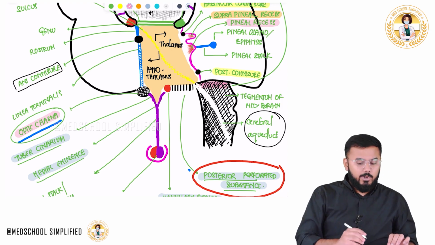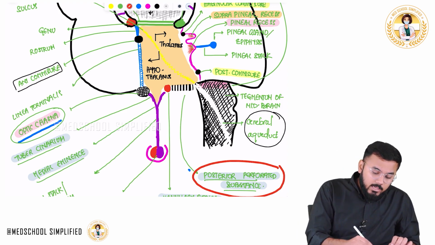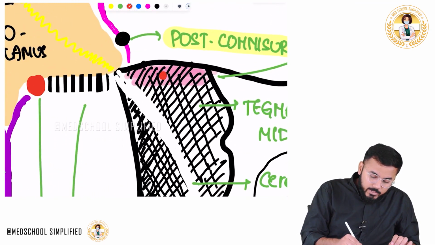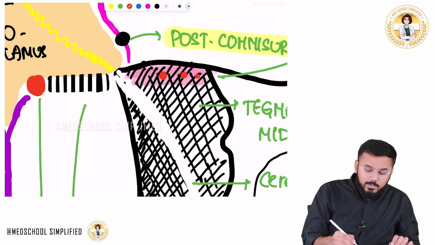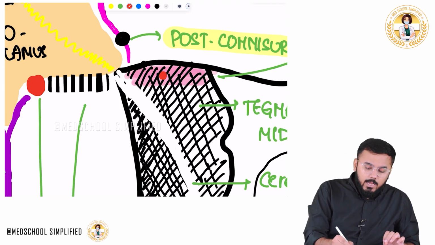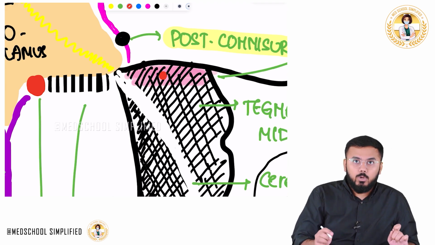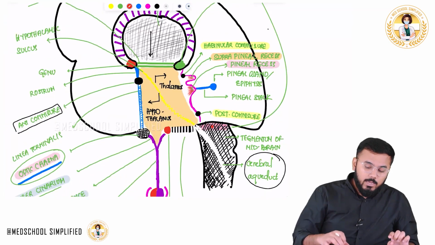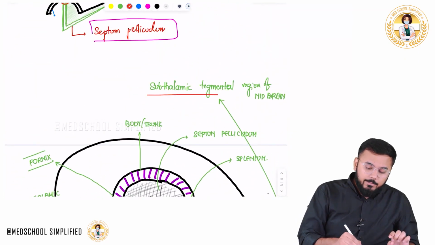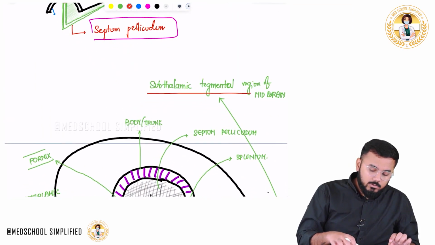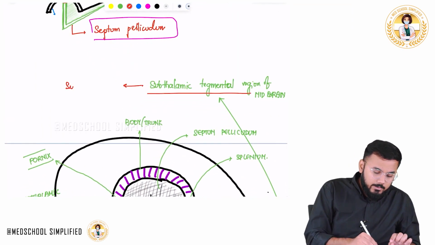Why is this very important? If you very carefully look, within this you have got some specific nuclei. You see, there are some red nuclei I'm drawing over here. You know what these nuclei are? These nuclei are called the subthalamic nuclei. So where are they located? Subthalamic nuclei are located within the subthalamic tegmental region of the midbrain.